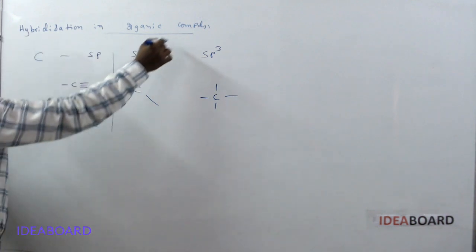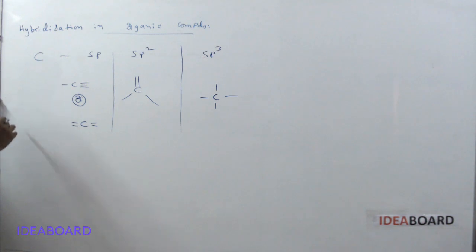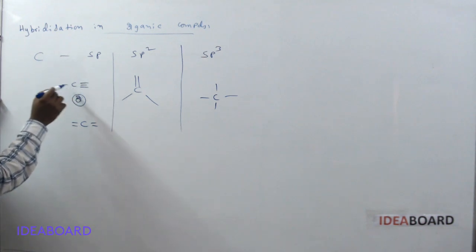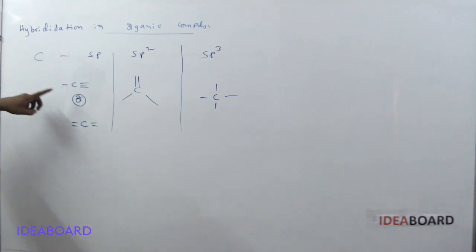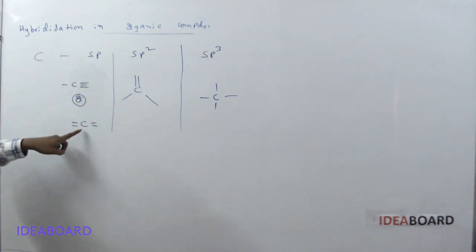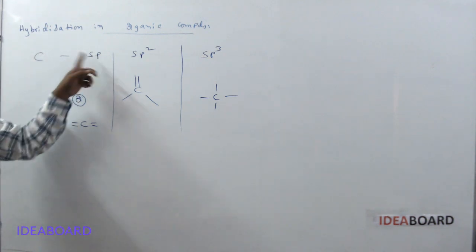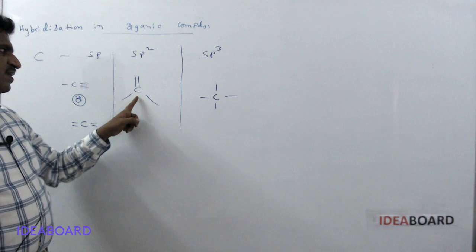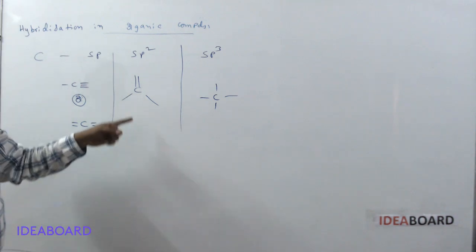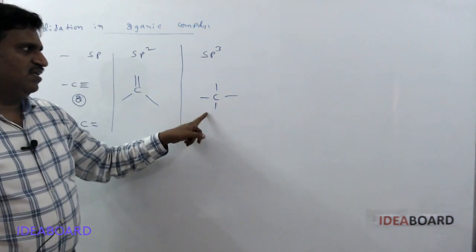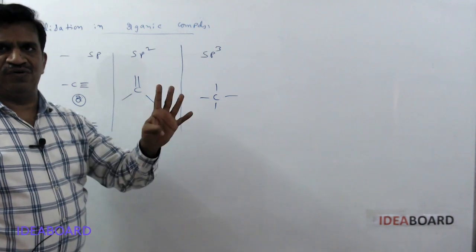So please remember, it is a very, very important thing. Carbon having 1 triple bond and 1 single bond around it is sp. Carbon having 2 double bonds around it is sp. And if a carbon has 2 single bonds and 1 double bond, it is sp2. And for sp3, the number of single bonds is 4.